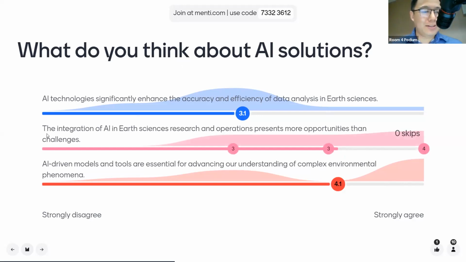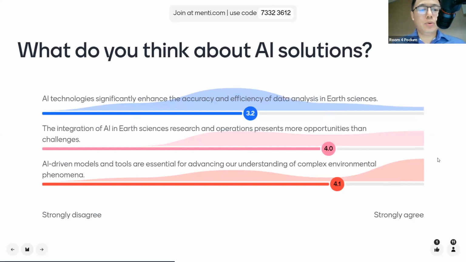Anyway, the second option is: integration of AI in earth sciences and operations presents more opportunities than challenges. I think most people agree with this. AI-driven models and tools are essential for advancing our understanding of complex environmental phenomena. So it seems that people agree with it more than disagree. Okay, that's cool. You can take your time.